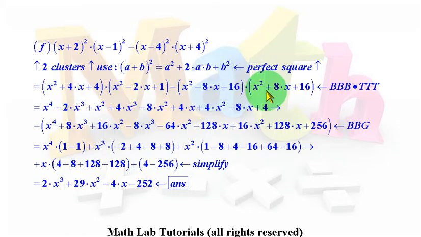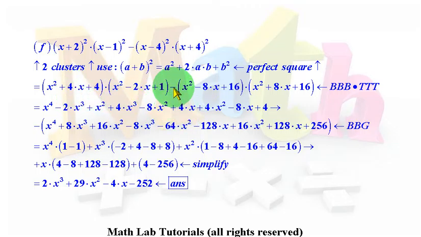Again, we have two clusters. That's never going to change. Over here, we have 3 bullets and 3 targets, and 3 bullets and 3 targets. The minus sign is on hold. Okay, so let's go and do the bullet target process. We'll do the first cluster first. x squared·x squared is x to the power 4. x squared·(-2x) is minus 2x cubed. x squared·1 is just x squared. And 4x·x squared is plus 4x cubed. 4x·(-2x) is minus 8x squared. And 4x·1 is just plus 4x.